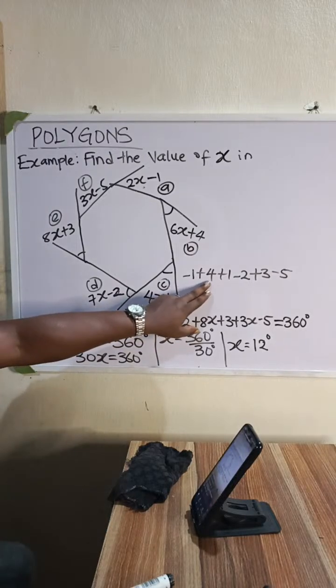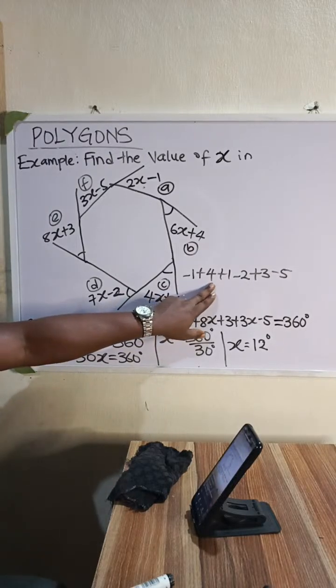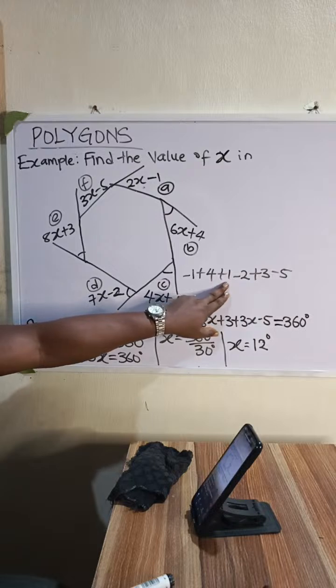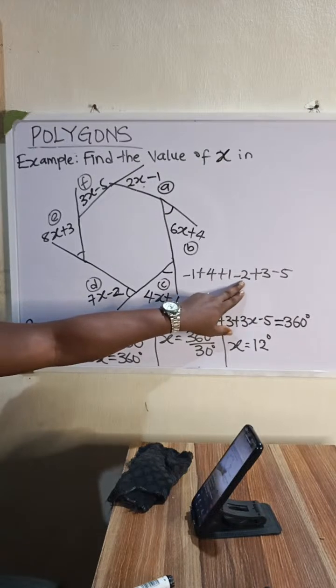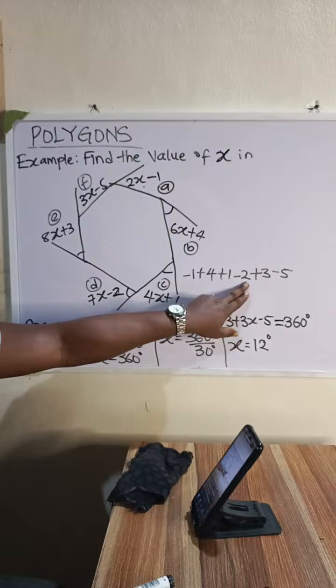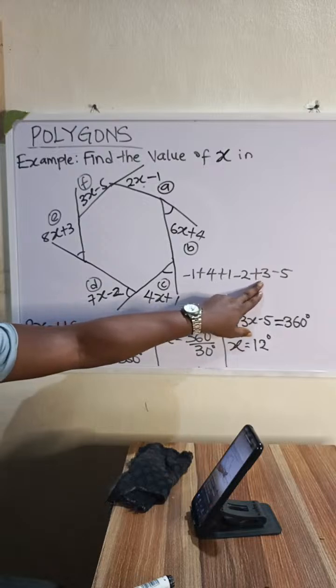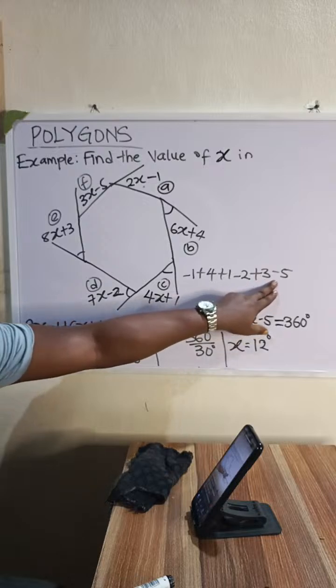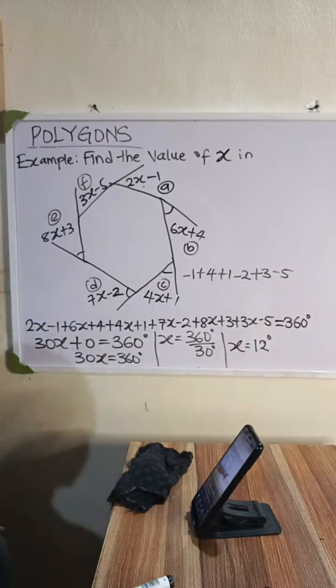Minus 1 plus 4 gives you plus 3. Plus 3 plus 1 gives you plus 4. Plus 4 minus 2 gives you plus 2. Plus 2 plus 3 gives you plus 5. Plus 5 minus 5 gives you 0. So that's how we got 0. Okay, so now we can continue.